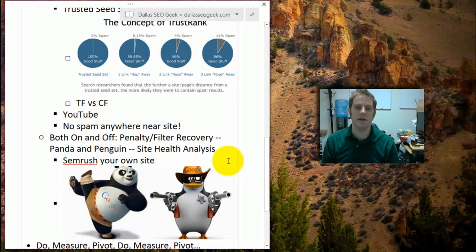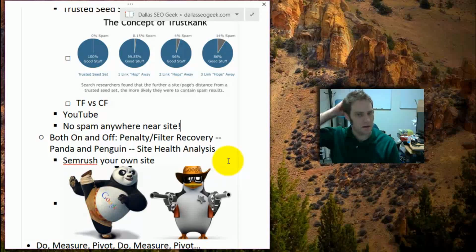It used to be most of the penalties were manual, so an actual person would have to go on and review the site. Now Google can look at certain metrics and analyze data en masse and say, this is fishy. Something's really fishy here. Slapped, right?